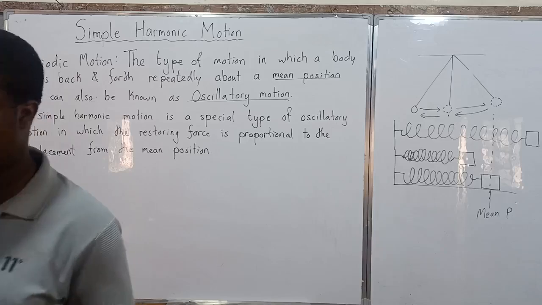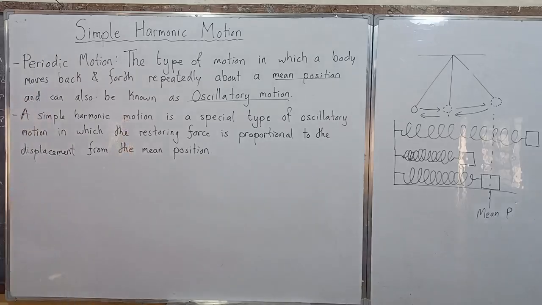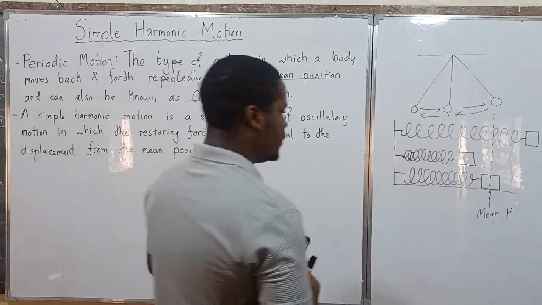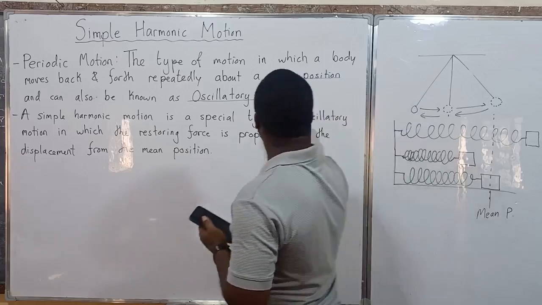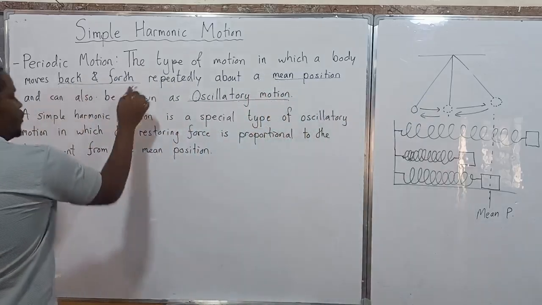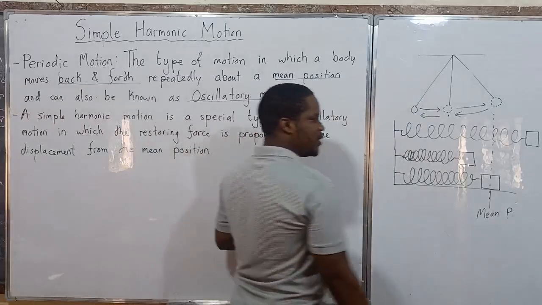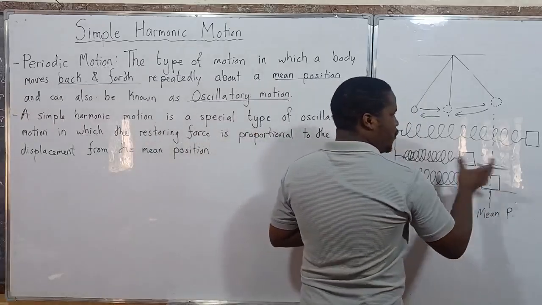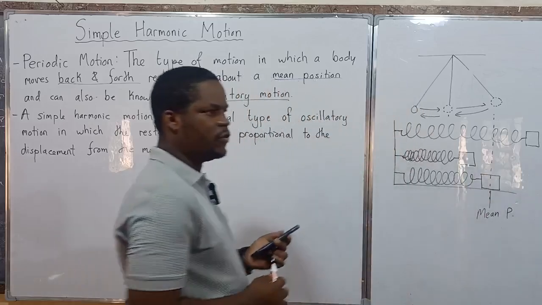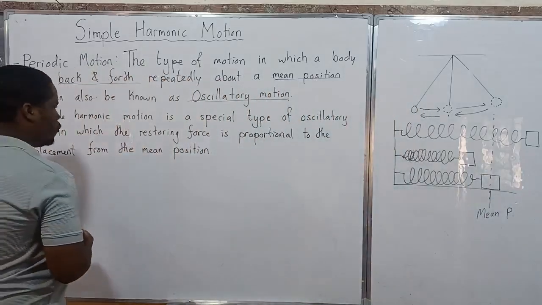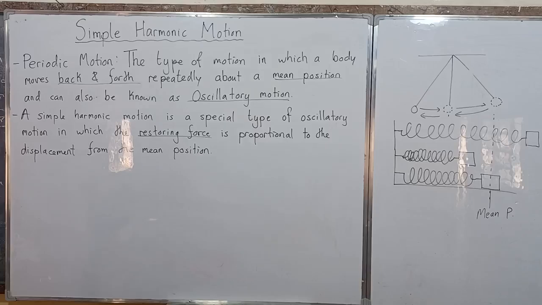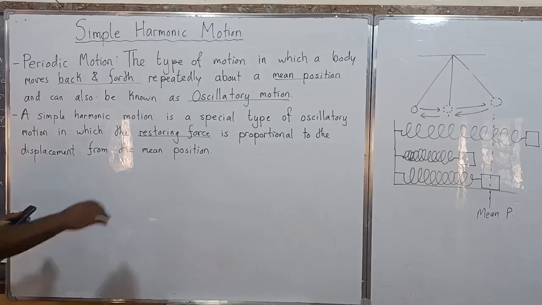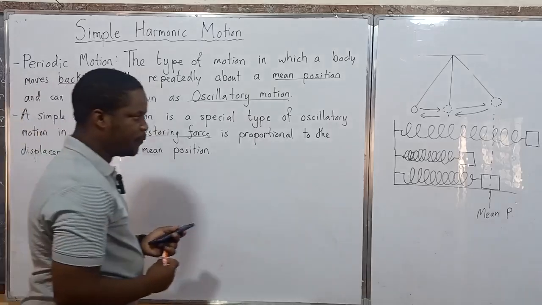Now, you know that once you compress or stretch a spring and you let go, it will vibrate back and forth until it comes back to its mean position. The process of vibrating back and forth is going to have a certain force, and that force is what is known as the restoring force. The force which causes an object to come back to its original position after repeatedly moving back and forth.